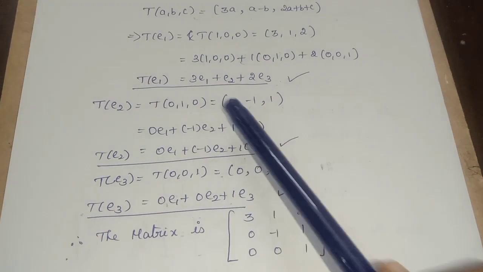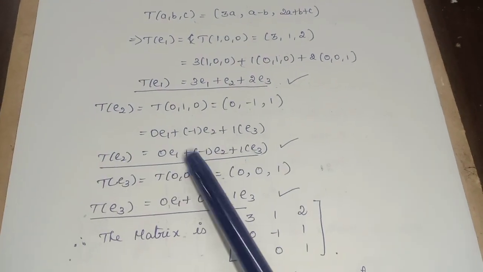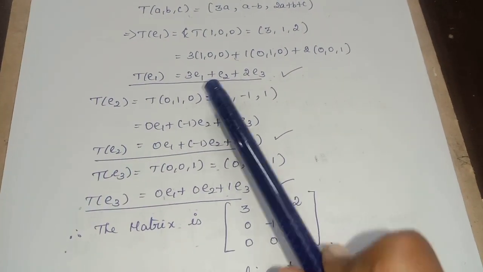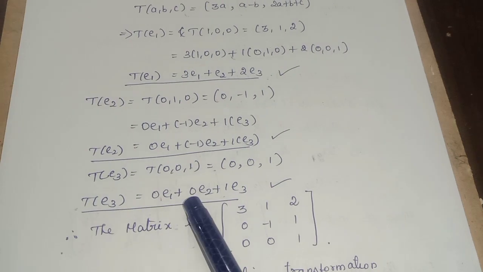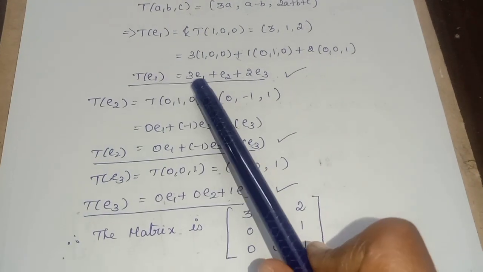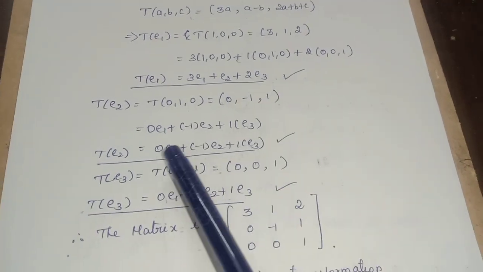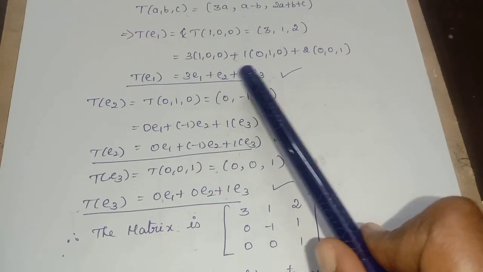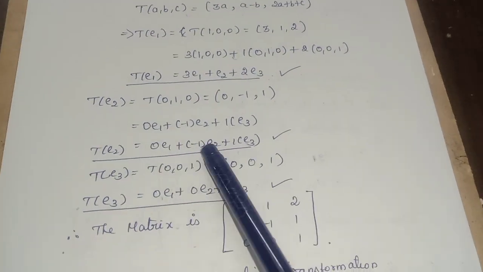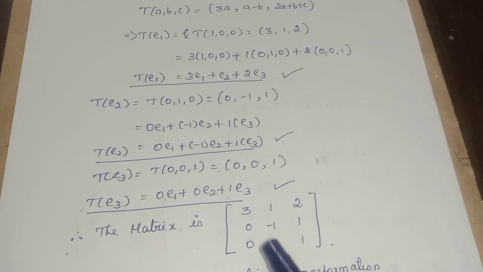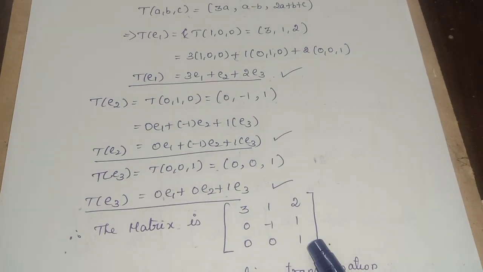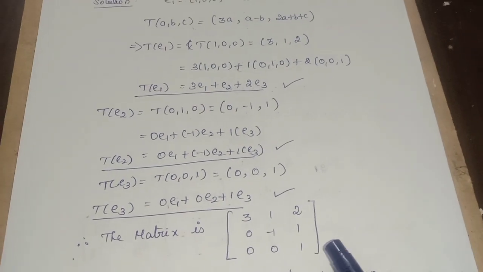So how will you write? For all the three vectors, E1 has to come in the first row, E2 in the second row, E3 in the third row. Write the coefficients of E1, E2, E3 in the first row: 3, 1, 2. Here 0, minus 1, 1. Then 0, 0, 1. So this is the matrix of the given linear transformation.